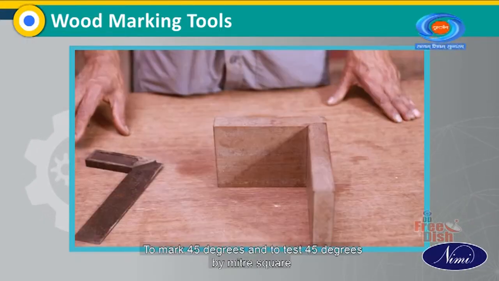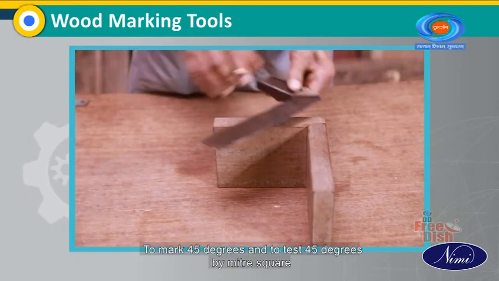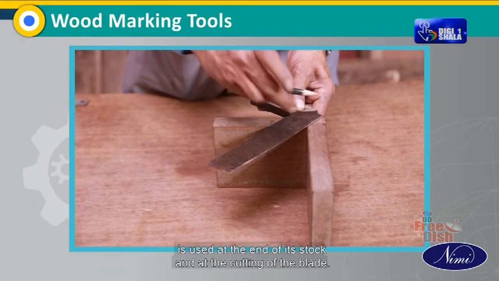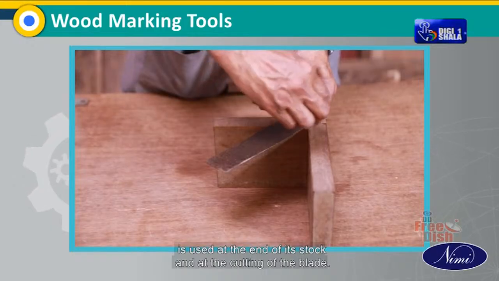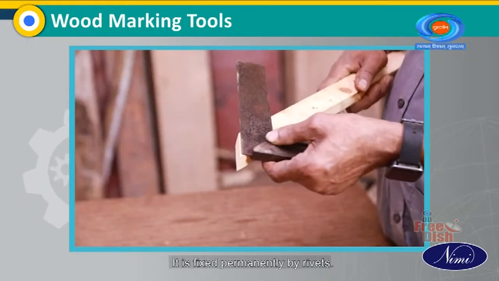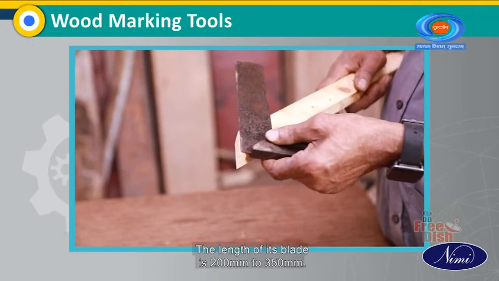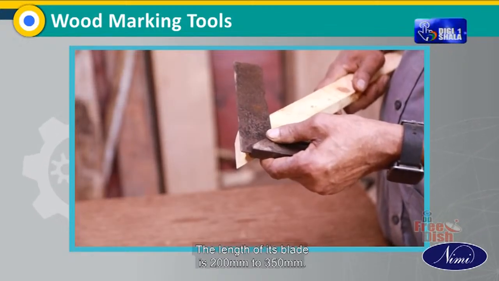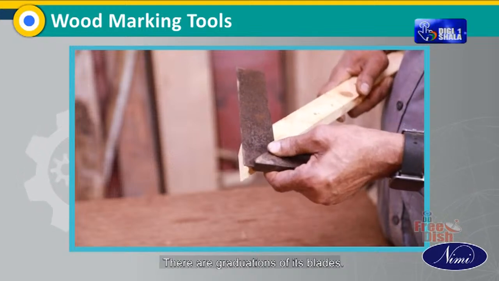Mitre square. To mark 45 degrees and to test 45 degrees, a mitre square is used at the end of its stock and at the cutting of the blade. It is fixed permanently by rivets. The length of its blade is 200 mm to 350 mm. There are graduations on its blade.